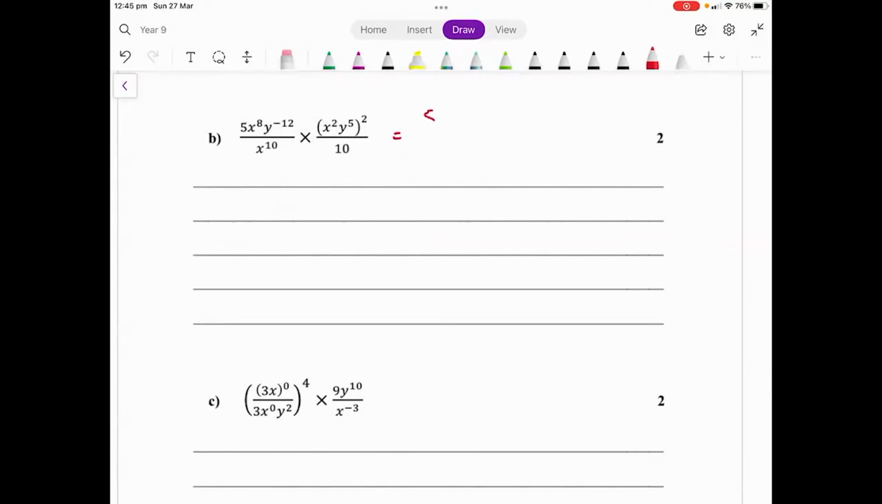So we do 2 times 2 for x, and that becomes x to the power of 4. We do 5 times 2 for y, and that becomes y to the power of 10. We're going to leave everything else the same. Then we're going to clean up the powers on the numerator. So we add the x's, and that gives us x to the power of 12. And we add the powers for y as well, and that gives us y to the power of minus 2. Everything else we leave the same.